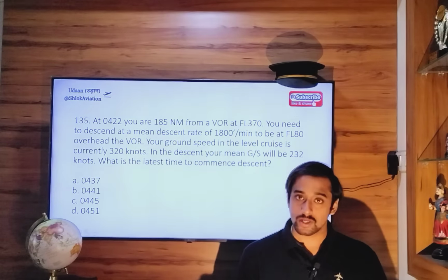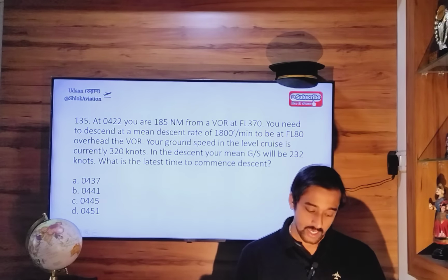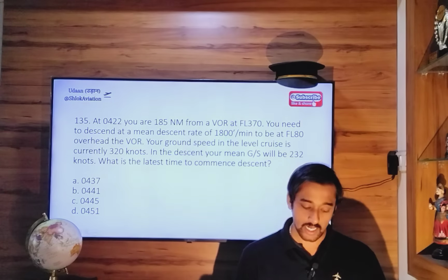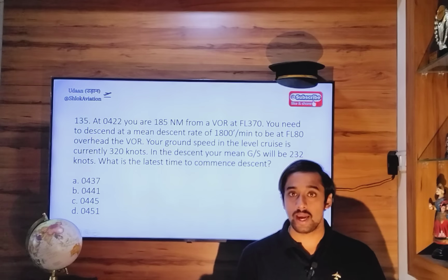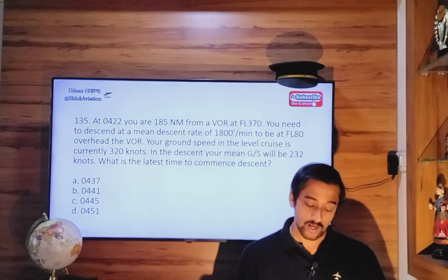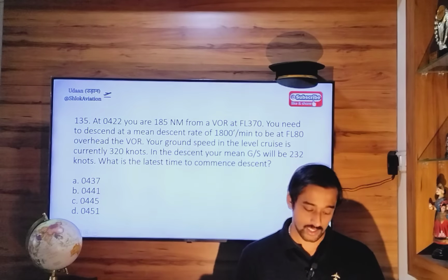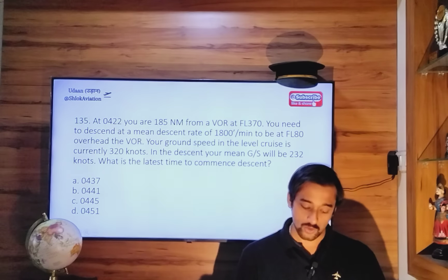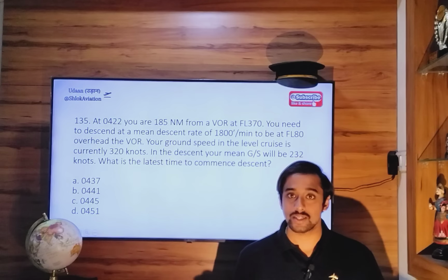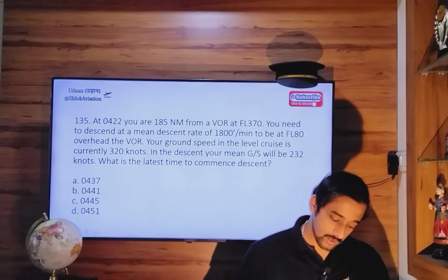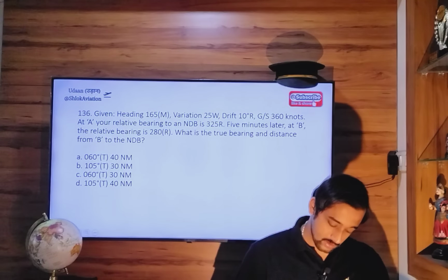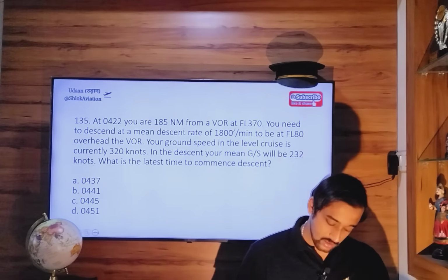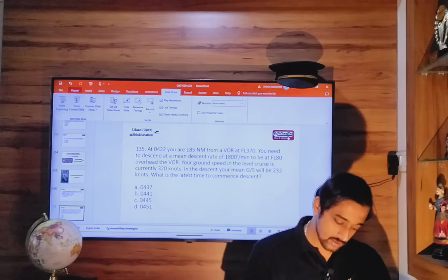4 o'clock 22 minutes. You are 185 miles from a VOR at flight level 370. You need to descend at a rate of 1800 feet per minute so as to be at flight level 80 overhead VOR. Your speed at cruise is 320 knots. Speed at descent is 232 knots. What is the latest time to commence a descent? So interesting. So let's check this.